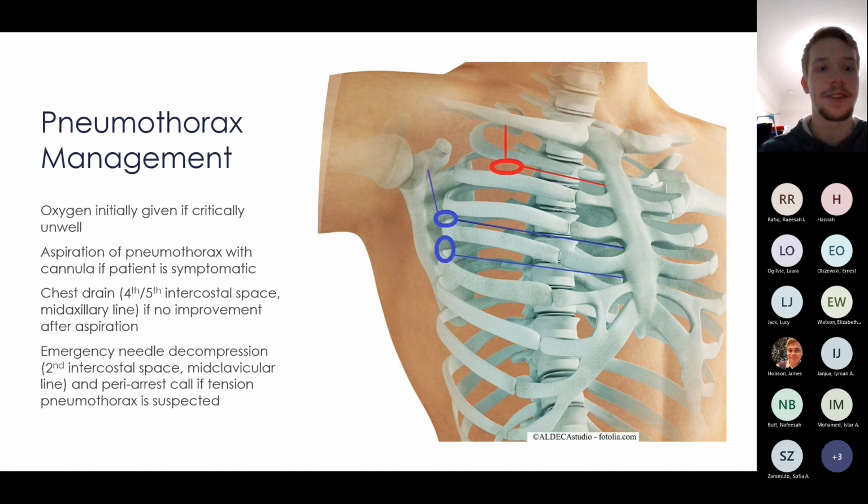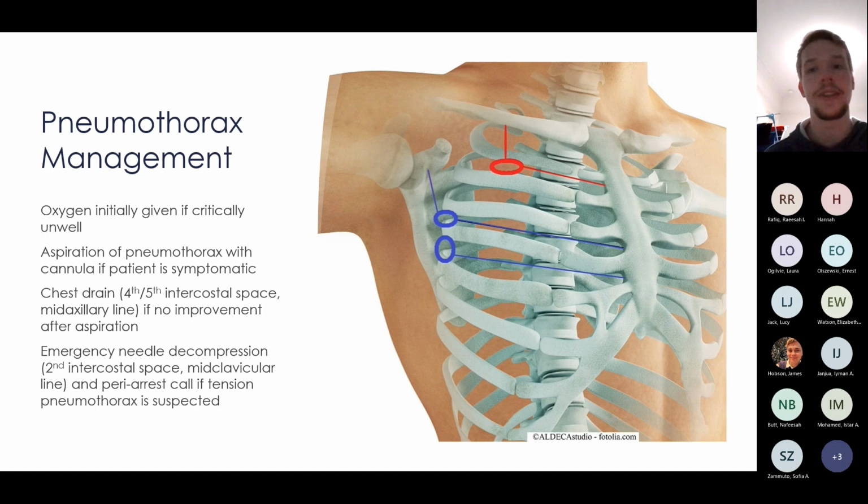If it's a larger pneumothorax or it doesn't improve after the aspiration, that's when you would do a chest drain. It's on the diagram, the two blue circles. That'd be between the fourth or the fifth intercostal space and the mid-axillary line. So that's where you'd insert your chest drain.